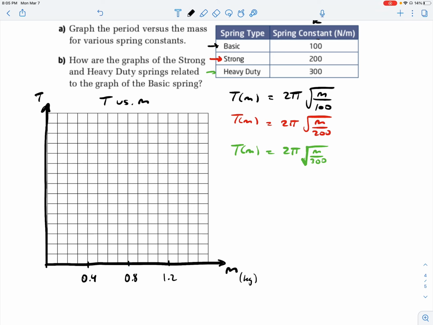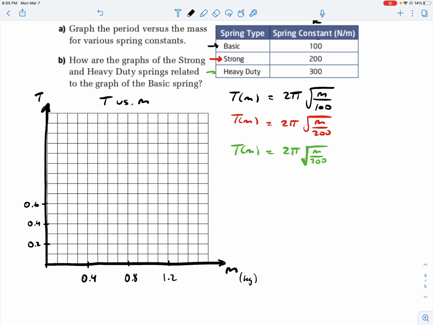Now the period is the time that it takes to do one full cycle. Those are actually very quick. So let's do 0.2 here, 0.4, and then 0.6.